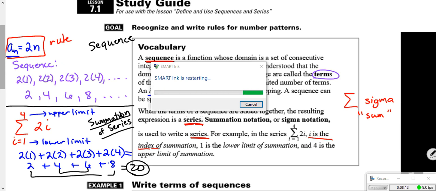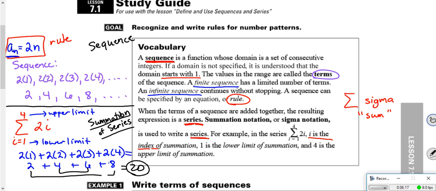I'm not sure what's happening here with my Smart Ink. Okay, I'm back. The Smart Ink is working again.